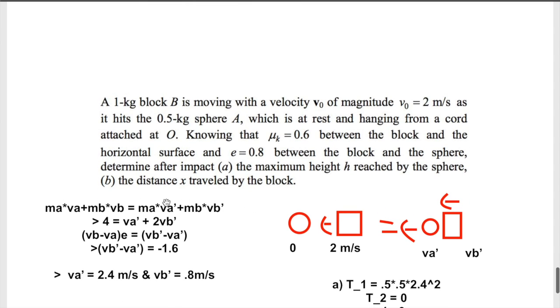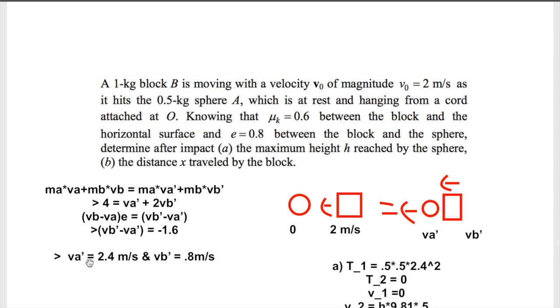So we use our conservation equation. Plugging in the values that we know, 4 equals VA after hit plus 2 VB after hit. We use our equation for E, plug in the E that we know, and find that VB after hit minus VA after hit equals negative 1.6. By solving this for either VA or VB, we can plug it into the first equation, and we find that VA after hit equals 2.4 meters per second, and VB after hit equals 0.8 meters per second.